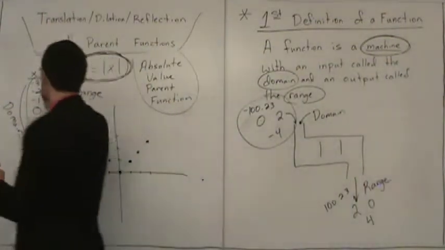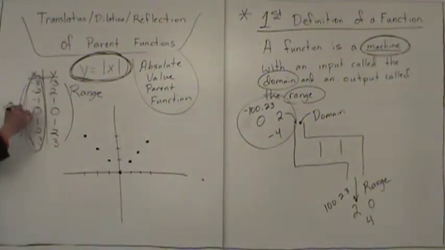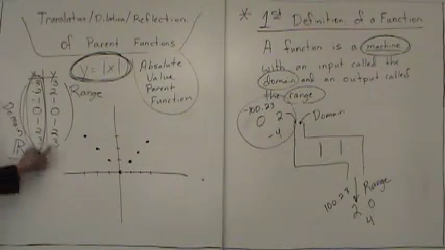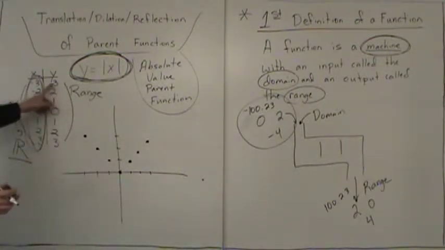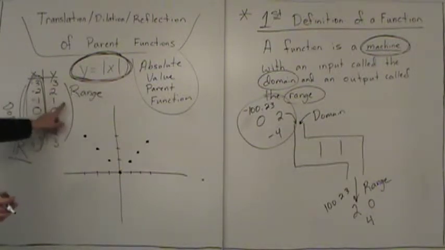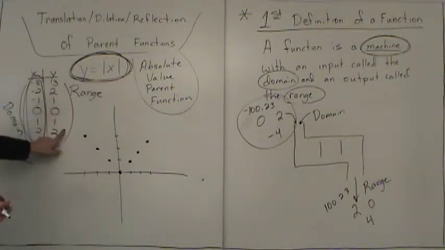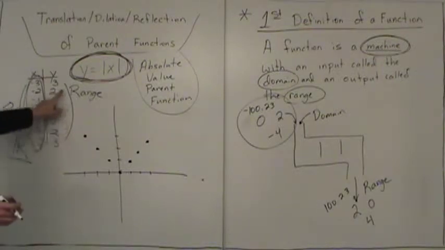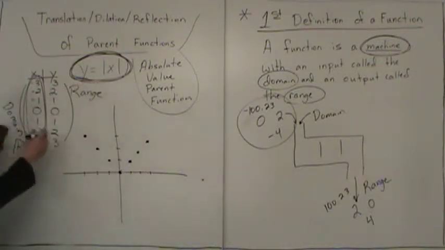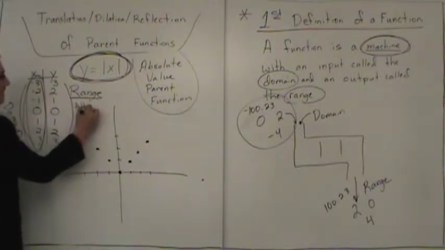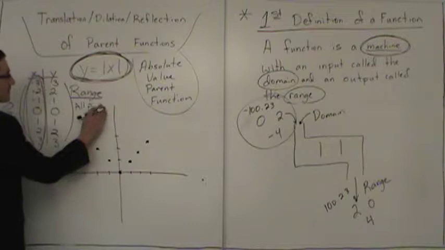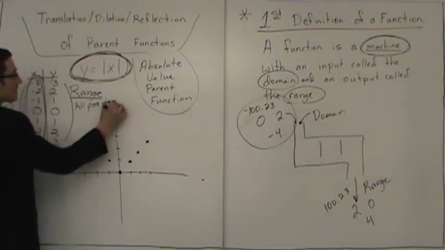So again, over here, what numbers can go into this machine? Hopefully you say any number can go into this machine. So we say that our domain is all real numbers. This is the symbol for any number can go into the machine. Now our outputs are a little different. Notice the values that are coming out. Question, do we have negative numbers coming out? Nope. What do you notice about the numbers that are coming out? Hopefully you say, well, these are positive numbers. Our range is all positive numbers.